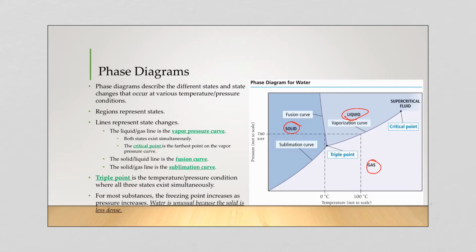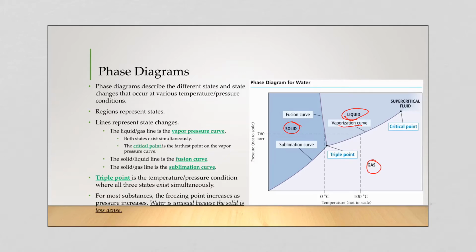Now, the lines that separate these phases go by names that talk about the phases that are along that line. So, first of all, the liquid-gas line, or the line separating the liquid from the gas, is called the vaporization curve, or sometimes the vapor pressure curve. Either of those two terms is fine. Now, anytime you're on a line, we have both phases existing simultaneously. So these are where phase changes occur. As you cross over those lines, you're undergoing phase changes.